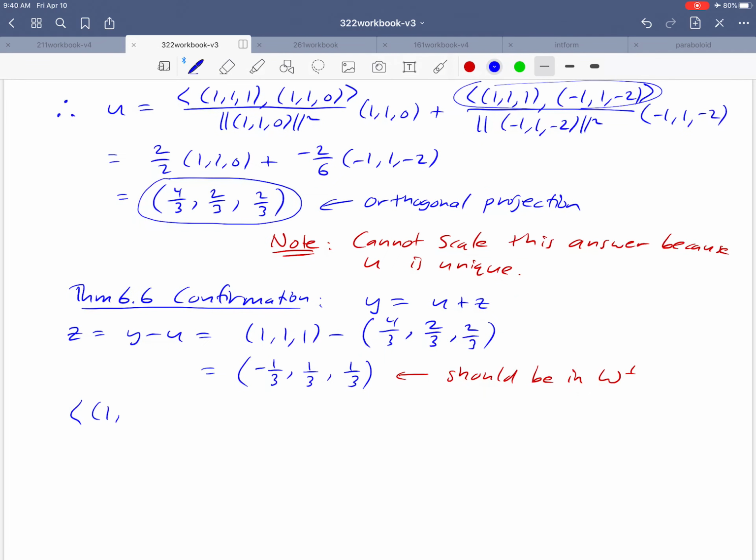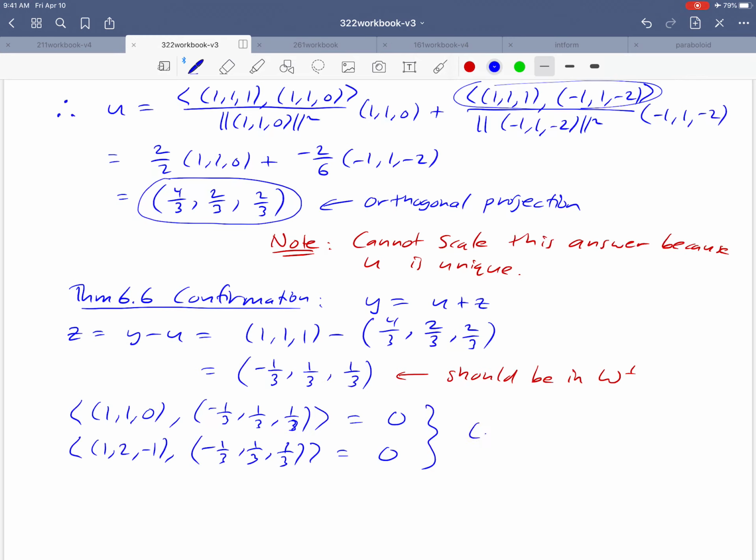So starting with 1, 1, 0, what would happen if we took that inner product? Notice that we're going to get minus 1/3 plus 1/3. That's 0. So far, so good. And what about the other vector? Okay, in the initial basis for W that we had. Well, you can see that dot product, negative 1/3 plus 2/3 minus 1/3, that's also 0. Okay, and those two calculations confirm that z is indeed in W perp. Just giving some credibility to the answer that we got up here.